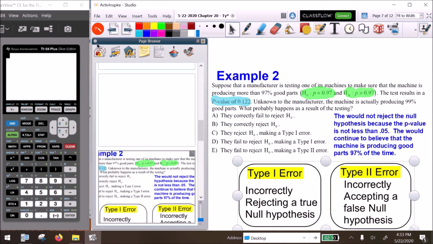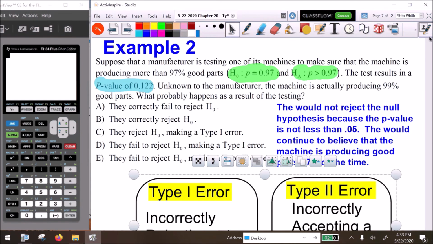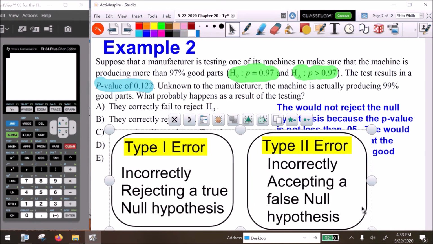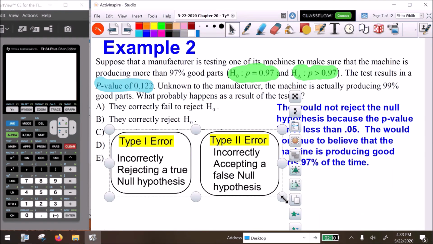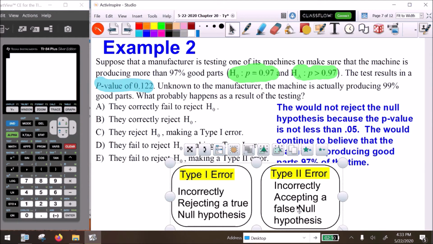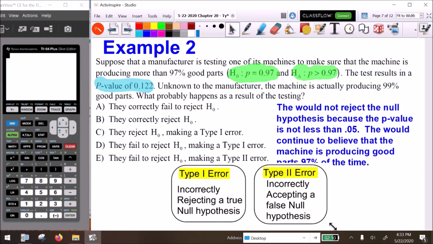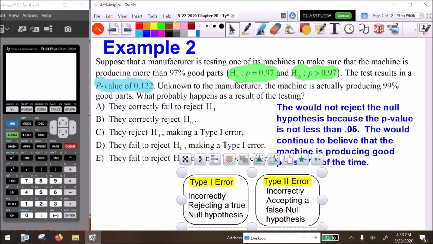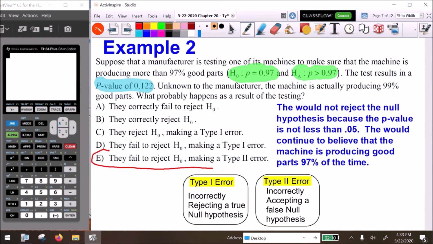They incorrectly accepted the false null hypothesis. They're going to continue to believe that the machine is producing good parts 97% of the time, and that is a type 2 error. So the answer to this is E. They failed to reject the null hypothesis, making a type 2 error.